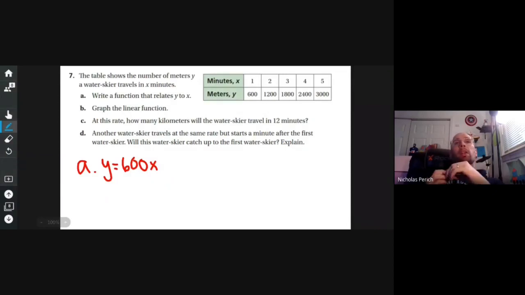I'm going to skip B because I'm not going to graph it. At this rate, how many kilometers will the water skier travel in 12 minutes? Okay, that's C. What do I do? Well, X is minutes, and I have 1, 2, 3, 4, 5, but it stops there. How do I find out when X is 12 way over? Oh, I know. I'll use my equation.